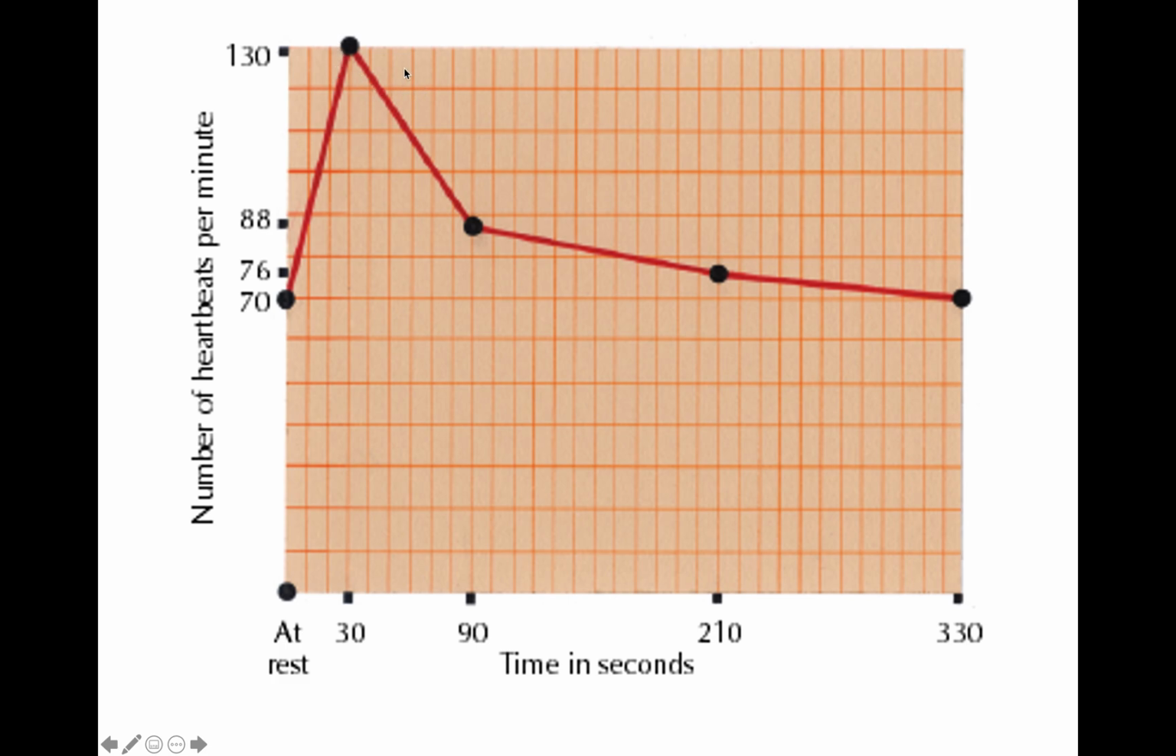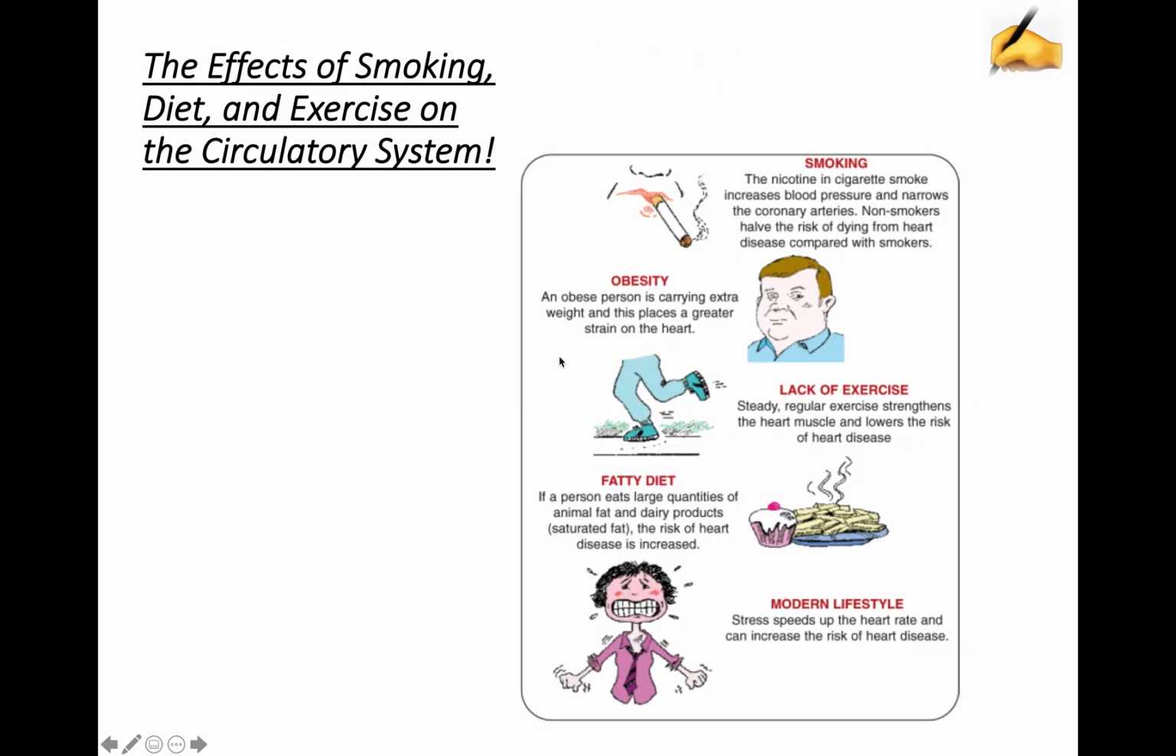Okay, it could also be because of stress. So all of a sudden you could get a fright, or you could be stressed out for some reason. Could be an exam or whatever it is. The heartbeats per minute would increase all of a sudden. Okay, and as you relax, as time goes on, your heartbeats per minute reduce.